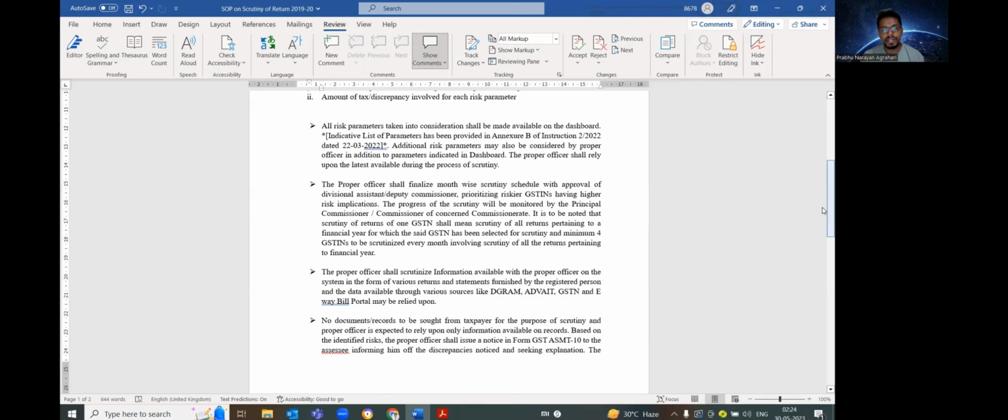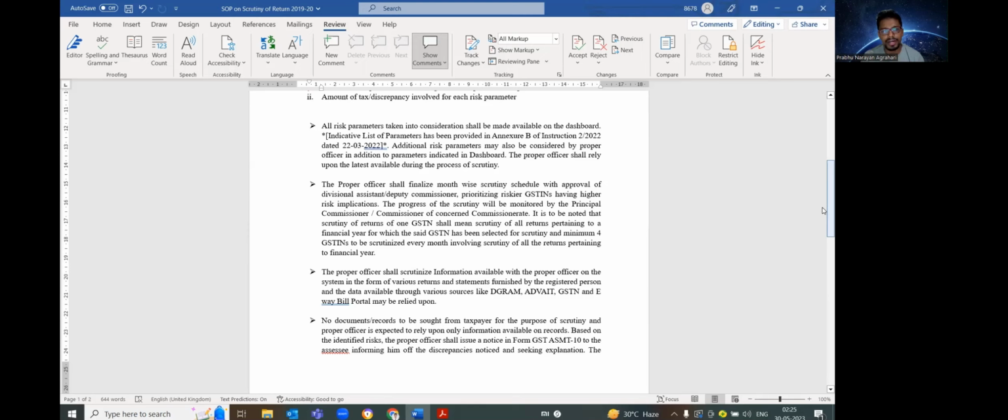The proper officer needs to finalize month-wise scrutiny with the approval of the Divisional Assistant/Deputy Commissioner, prioritizing riskier GSTNs having higher risk implications. The progress of scrutiny will be monitored by the Principal Commissioner of the concerned Commissionerate.